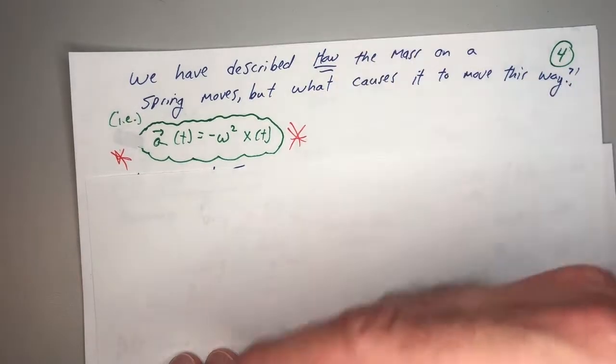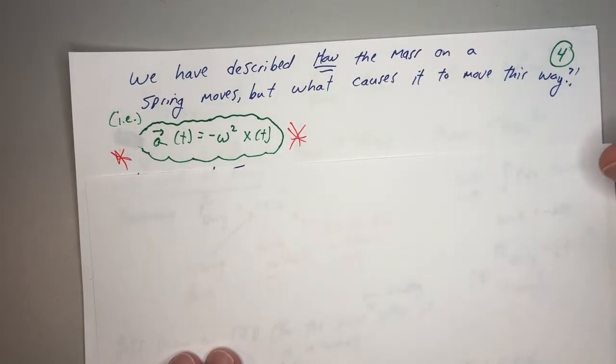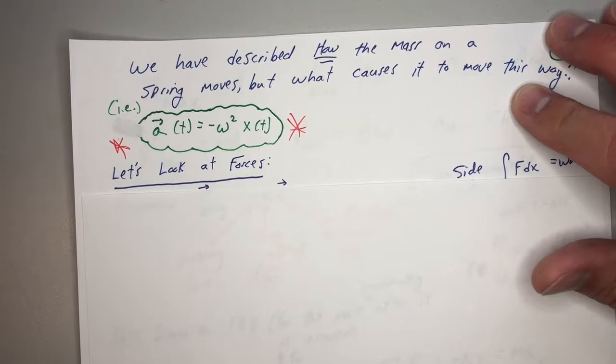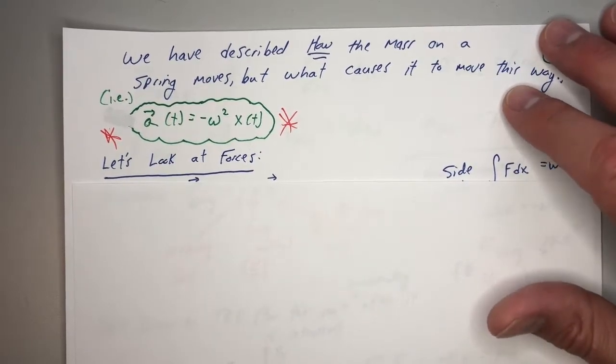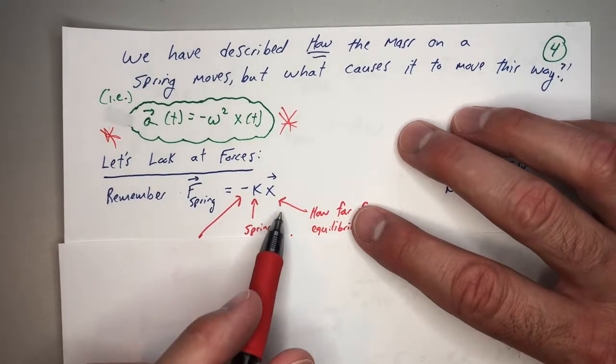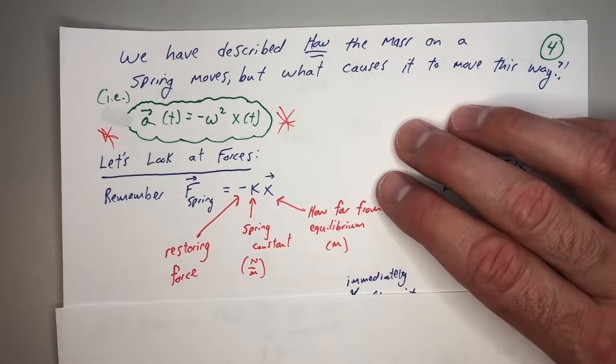And so we said this is how it moves. That's the kind of the description of its movement, but what's the why? Well, let's look at some forces to describe this. So we know the force of a spring is equal to negative kx. And let's just relabel some of these things. This is going to come back in your brain.